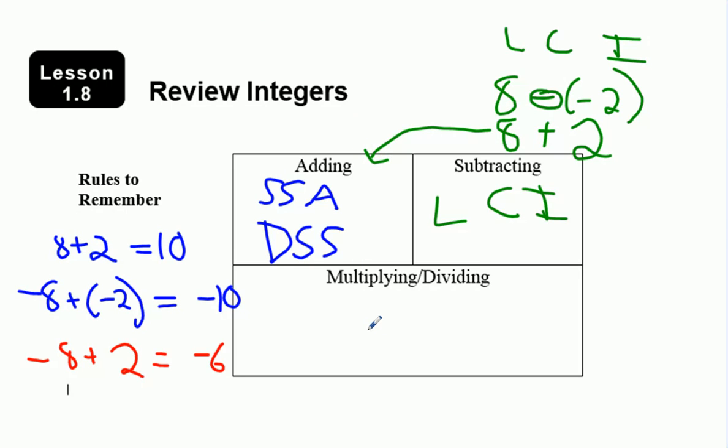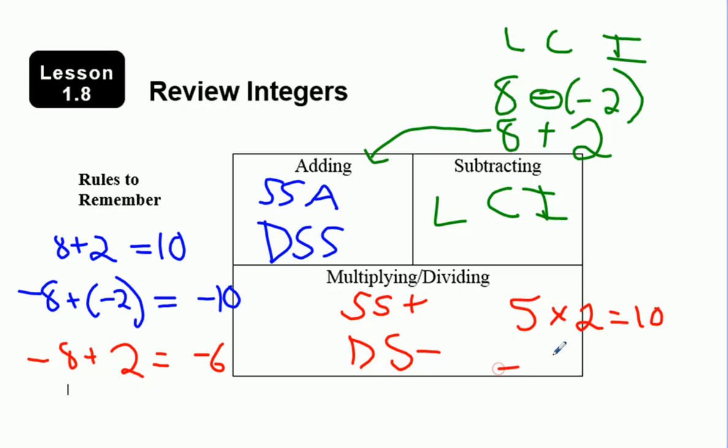And my multiplying and dividing rule is so simple. If I am multiplying and dividing the same kinds of signs, my answer will be positive. If I am multiplying or dividing numbers that have different signs, my answer will be negative. It's as simple as that. So if I do 5 times 2, same signs, I will have a positive 10 answer. If I have different signs like -5 times 2, then I will have a negative answer, or -10. The multiplying and dividing is exactly the same.